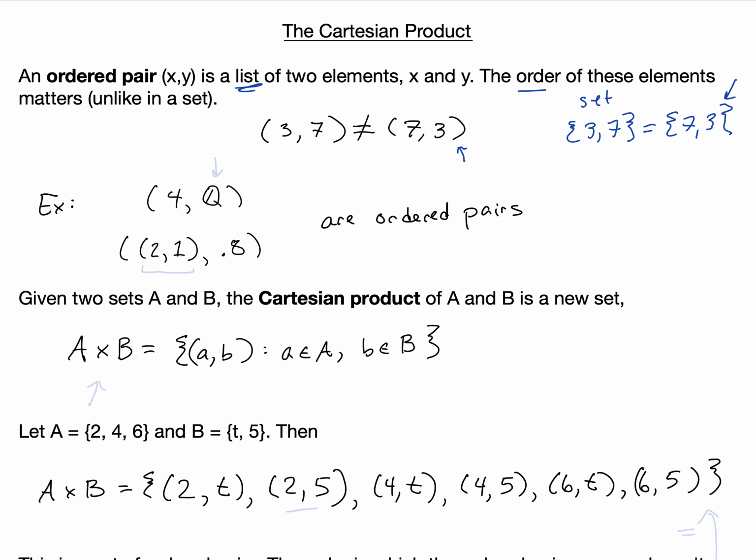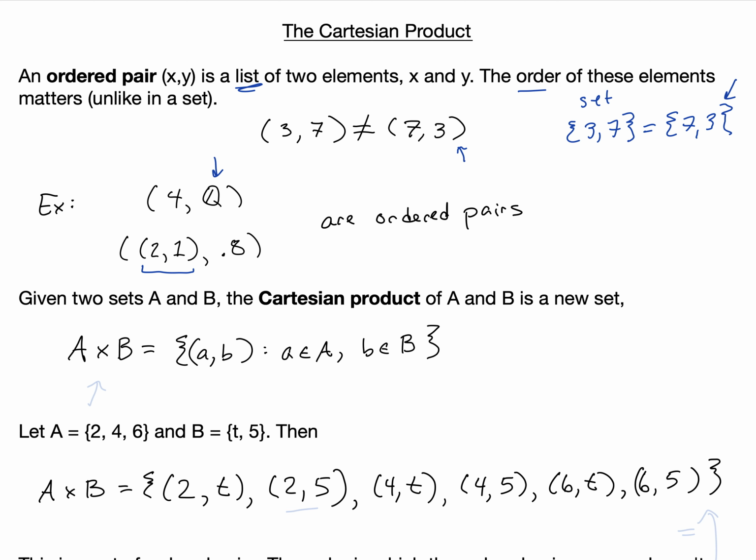It could also have just any kind of object in an ordered pair as an element. So for example, this has 4 as our first element and the rational numbers, the set of all rational numbers Q, as the second element. The next ordered pair that we see has an ordered pair as an element, and then the number 0.8 as its second element. So both of those are examples of ordered pairs.